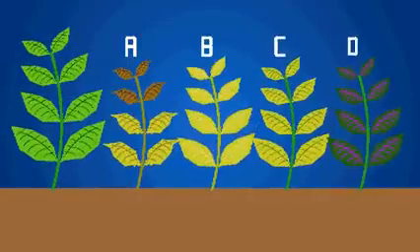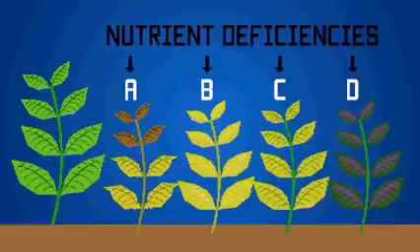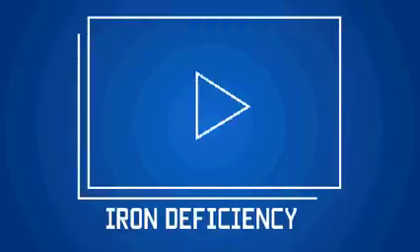What do you think has happened to these poor plants? These plants have nutrient deficiencies. They have not been receiving enough of the micronutrients needed for growth. Humans can also suffer deficiency diseases in malnutrition. Watch this video to find out more.